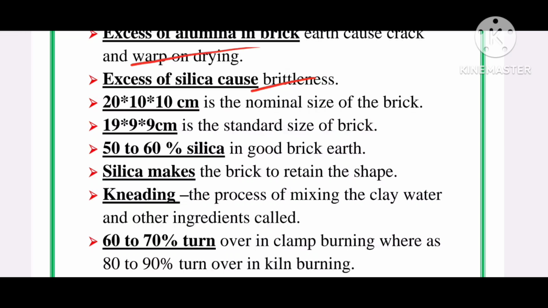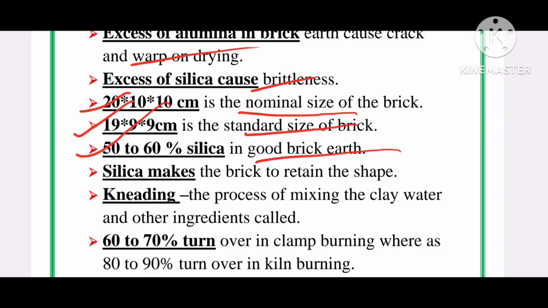Next, the nominal size of brick is 20 by 10 by 10 centimeter and the standard size of brick is 19 by 9 by 9. As in so many examinations, nominal size of brick is 20 by 10 by 10 and standard size is 19 by 9 by 9. The percentage of silica in good brick earth is 50 to 60 percent, and the percentage of alumina in good brick earth is 20 to 30 percent.